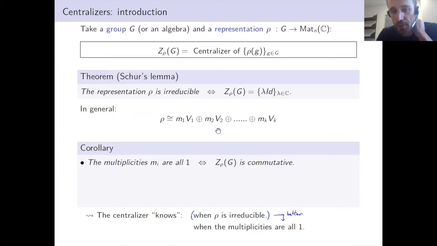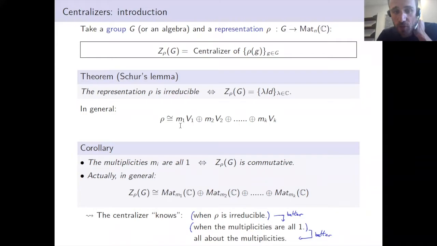And in fact, we have even more, and this is the most general statement we can make. If the multiplicities are not one, but are arbitrary positive integers, then the algebraic structure of the centralizer is as follows. It is simply the direct sum of matrix algebras, and the sizes of the matrices are again the multiplicities. So again, the parallel with my first example with only one matrix should be obvious. These are the blocks on the diagonal of size the multiplicities. So at the end of this short introduction, the centralizer knows all about the multiplicities of the representation rho. And that's why they are so useful in representation theory.